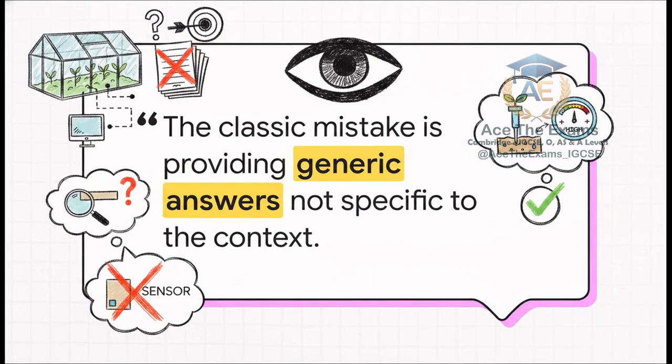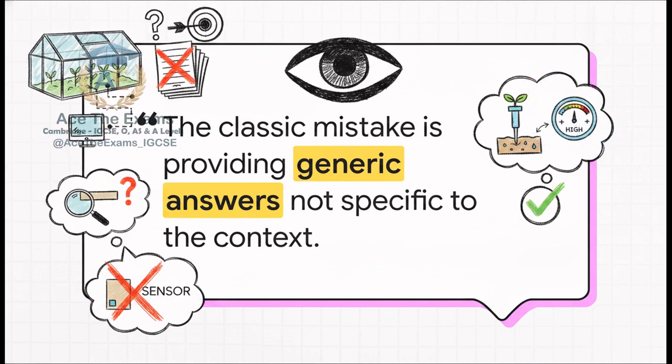Right. I want you to listen to this harsh truth. This is pulled straight from the official Cambridge Principal Examiner reports. Quote, "The classic mistake is providing generic answers not specific to the question context." End quote. Look, examiners are reading thousands upon thousands of papers. And trust me, they can spot a memorized, copy-pasted textbook answer from an absolute mile away. It's like a neon sign on your paper.